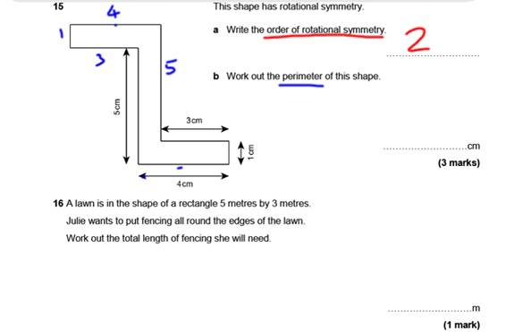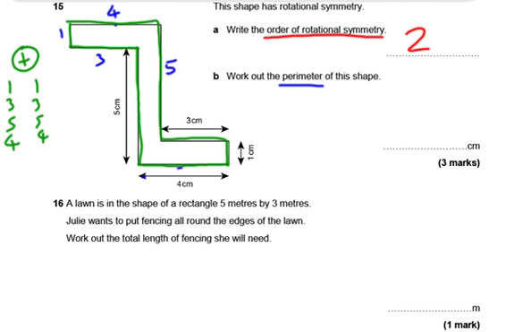I need to add together. So if I start around here, I've got a 1, I've got a 3, I've got a 5, I've got a 4, and then I end up getting a 1, a 3, a 5 and a 4 again. So I need to add all those together to get the perimeter.